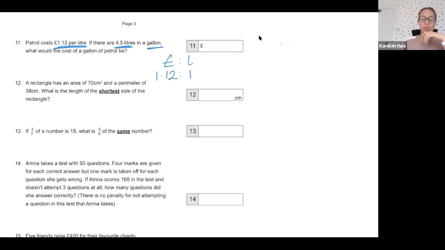And what do I need to put in the litres column on my second row? I think, Tari, you've got the right idea, but what do I need to put there? There's a simpler way of doing that, I think. It's going to be 4.5. So if I find the cost of 4.5 litres, that will be the cost of a gallon. So to get from 1 to 4.5, that's times by 4.5. So times the other side by 4.5.